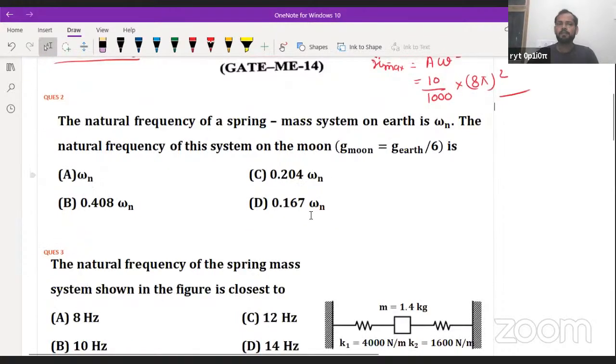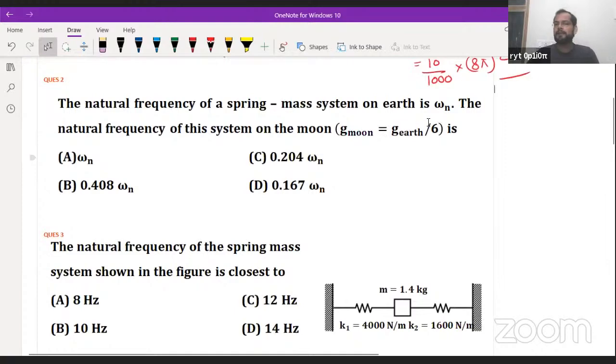See here. The natural frequency of a simple spring mass system is omega n. This is a conceptual question. The natural frequency of a spring mass system is omega n, and what will be the natural frequency of this system on the moon, if g moon is given as g Earth by 6? Can anybody tell me what will be the natural frequency?